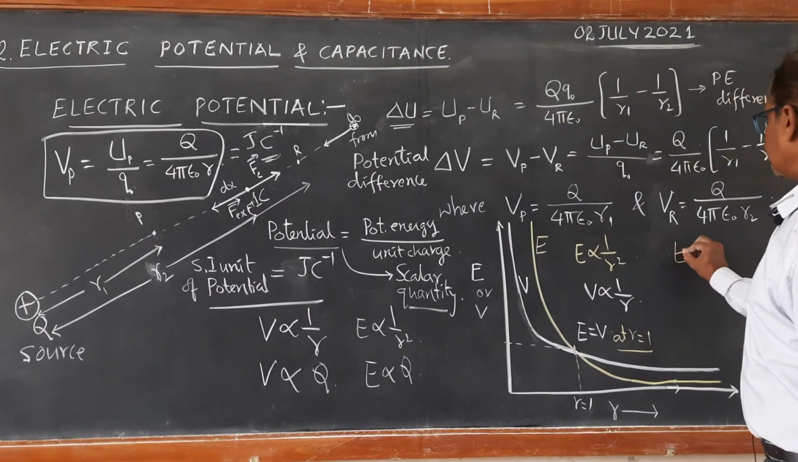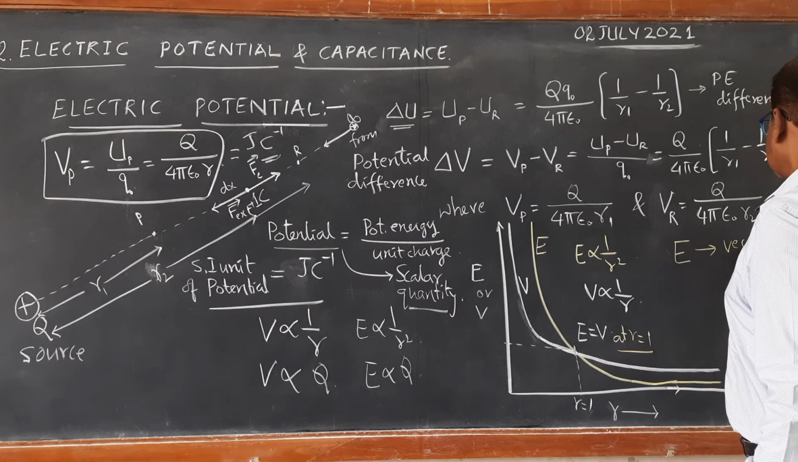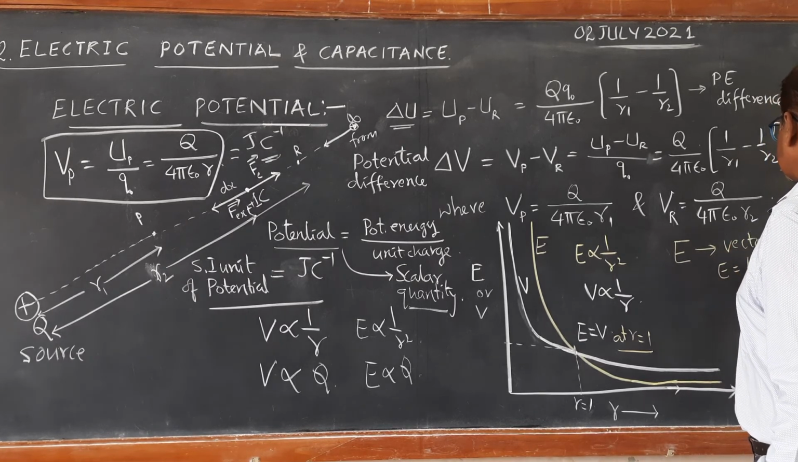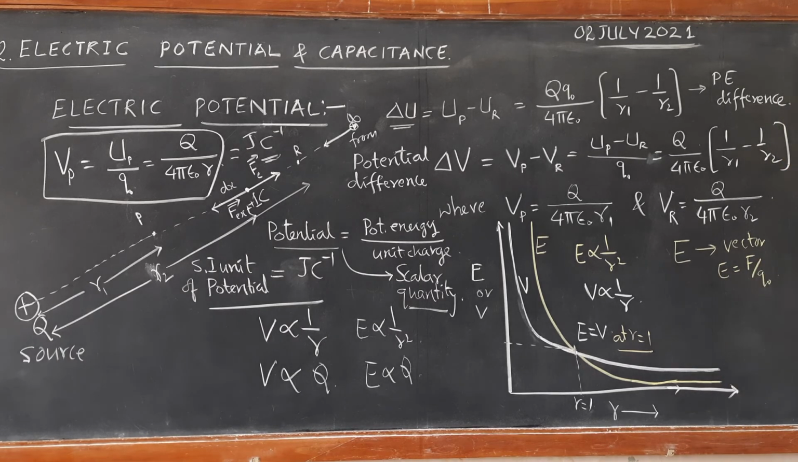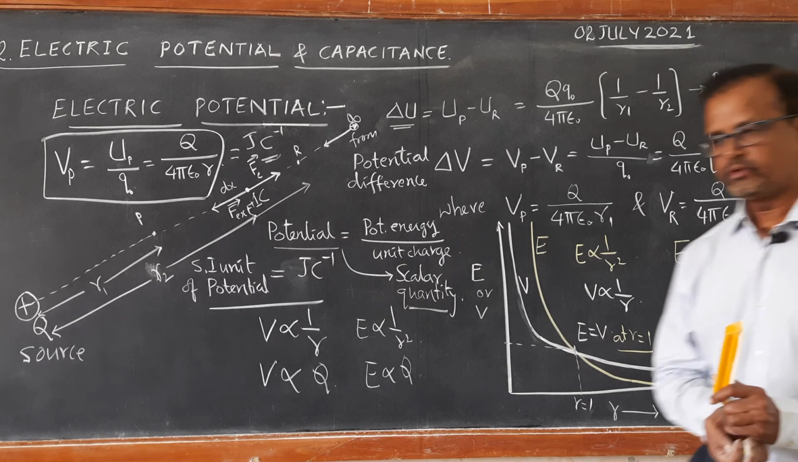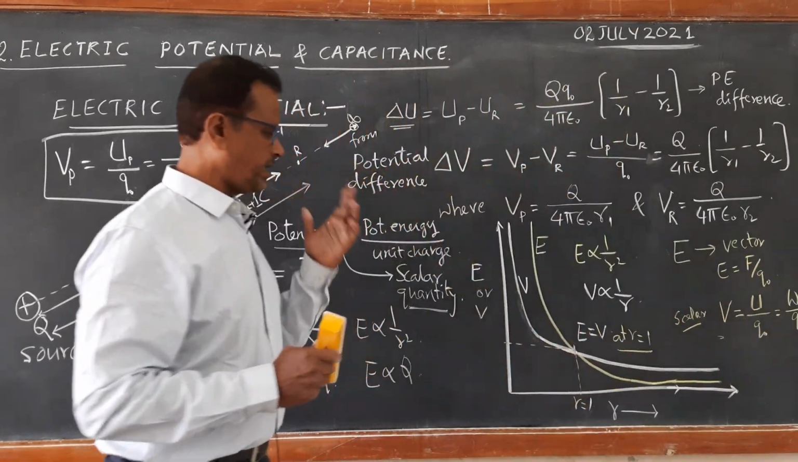Now, electric field E is a vector quantity and E is force per unit charge, whereas electric potential is a scalar quantity. This scalar quantity is potential energy per unit charge, or work done from infinity to that point per unit charge. Therefore, potential is a scalar quantity and electric field is a vector quantity. So, this is how you can make the difference between electric field and electric potential.